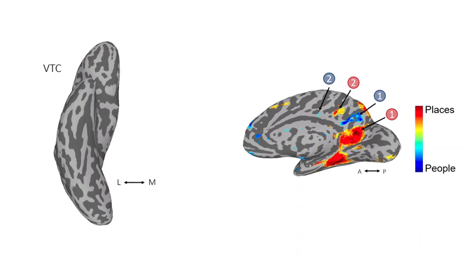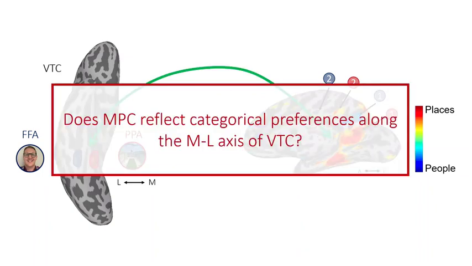And what we know from decades of research is that face representations in the fusiform face area, or FFA, shown here in blue, are always lateral to place representations in the parahippocampal place area, or PPA, shown here in red. And so this consistency in the spatial arrangement of these representations led us to propose a framework, which was to ask whether or not medial parietal cortex reflects the categorical preferences along this medial to lateral axis in visual cortex.